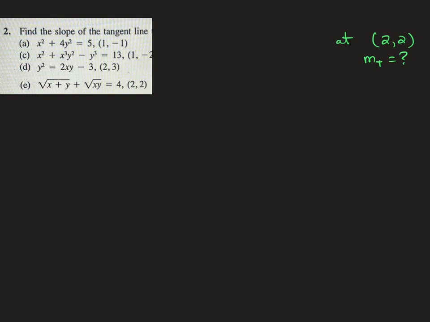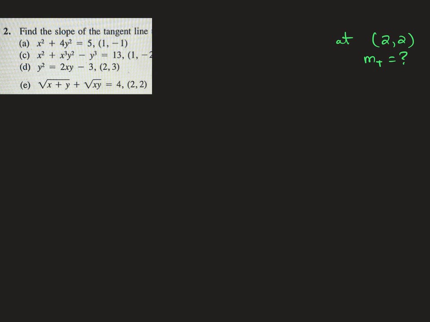Alrighty, let's take a look at this question. We're asked to find the slope of the tangent line to this curve at the point (2, 2). And of course, in calculus, if you hear slope of the tangent line, you should know that's the same as the derivative. All right, so we need to take the derivative of this.